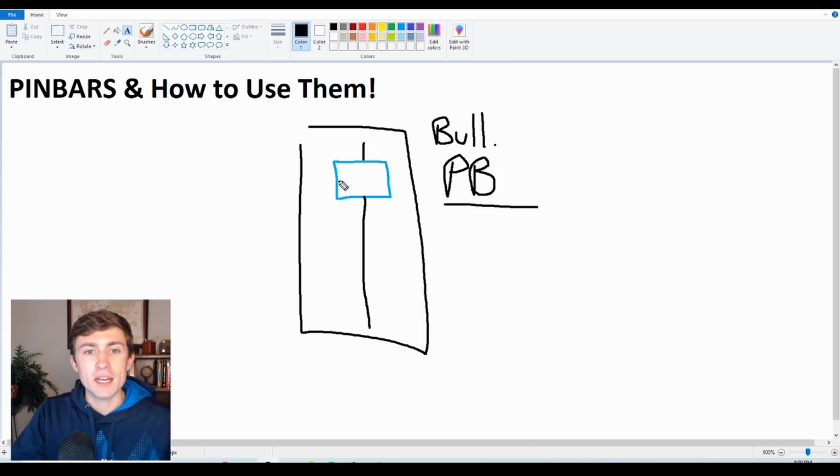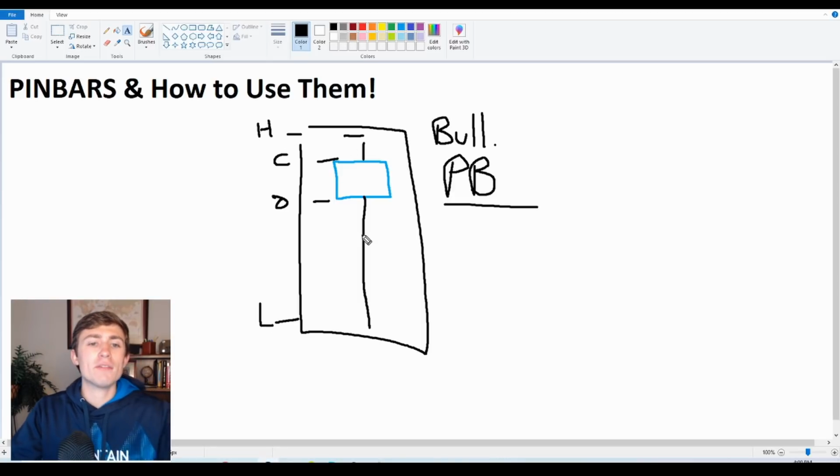You can see it's got a small little body here. You can see there's our open, there's our close, there's the low and there's the high. So there's our standard candle, and this is what a pin bar looks like. But what does this information tell us, and how can it lead to some potential good setups when it comes to trading the foreign exchange market?